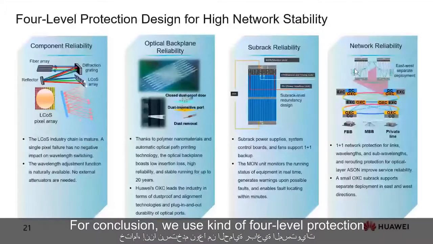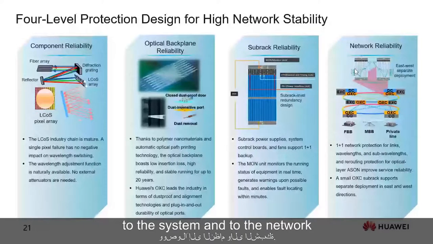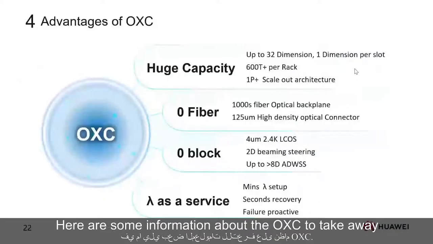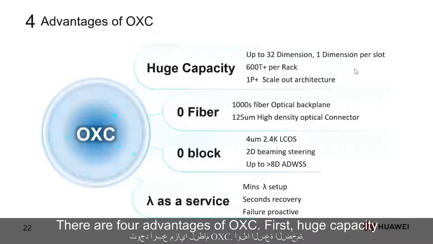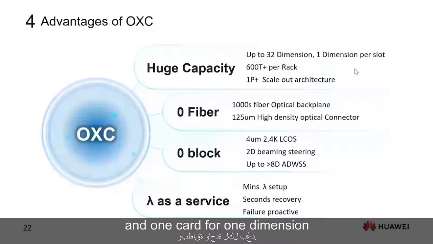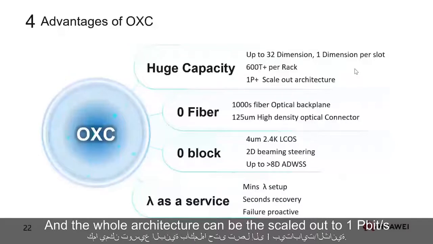So in conclusion, we use full network protection for reliability and stability from the component to the system and to the network. Here is some information about the OXC you can take away. There are four advantages of OXC. Firstly, huge capacity. With OXC, we can support up to 32 dimensions, one card for one dimension. The whole capacity for the rack can be up to 600 terabit, and the whole architecture can be scaled out to one petabit.